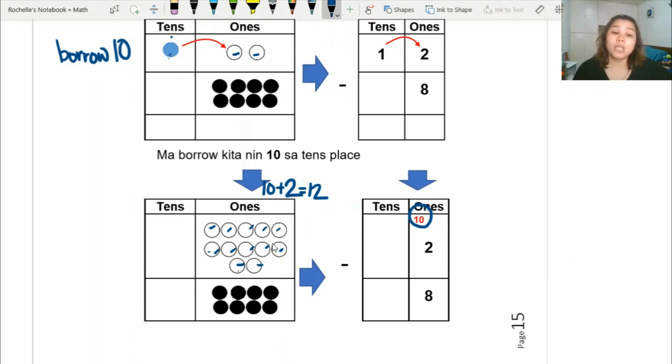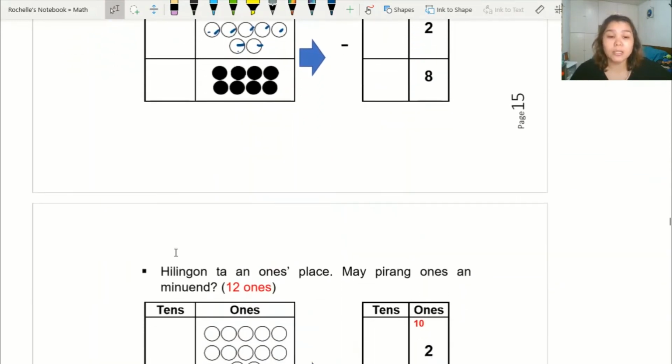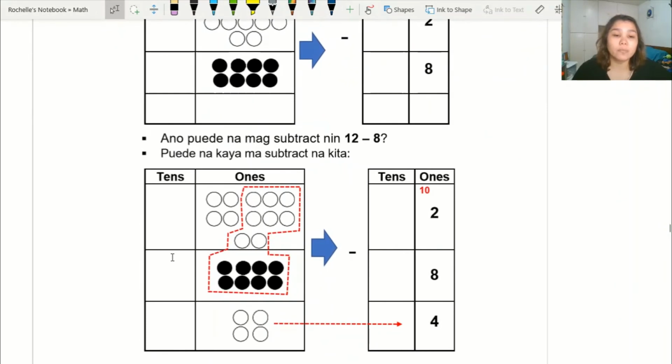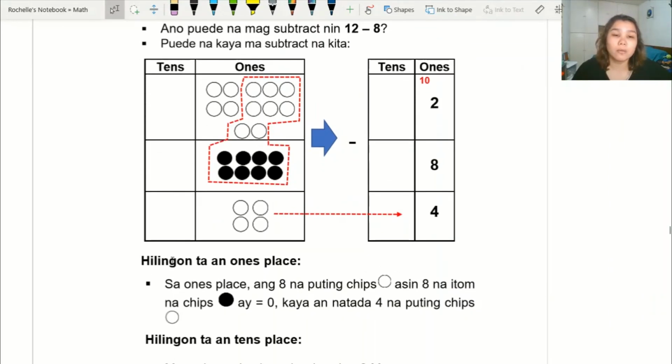Now, can we get 8 from 12? Can we take it now? Yes, we can. So, what do we do? So, we encircle 1, 2, 3, 4, 5, 6, 7, 8. So, it can now be paired. And then, outside are the white chips that are left. What we do now is write this as the difference.